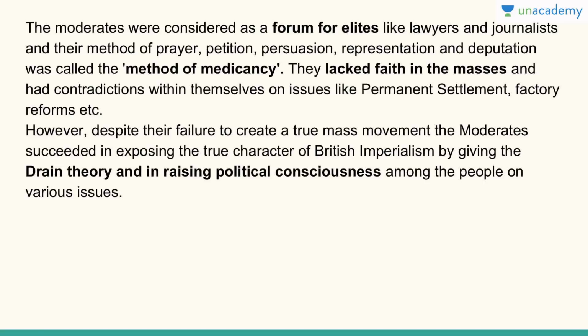And the moderates were considered a forum for elites like lawyers and generalists, and their method of prayer, petition, persuasion, representation and deputation was called the method of mendicancy. They lacked faith in the masses and had contradictions within themselves on issues like permanent settlement, factory reforms, etc. However, despite their failure to create a true mass movement, the moderates succeeded in exposing the true character of British imperialism by giving the drain theory and in raising political consciousness among the people on various issues.